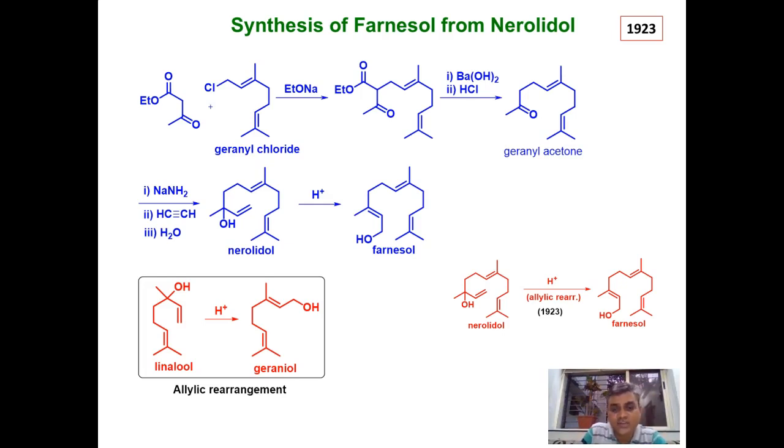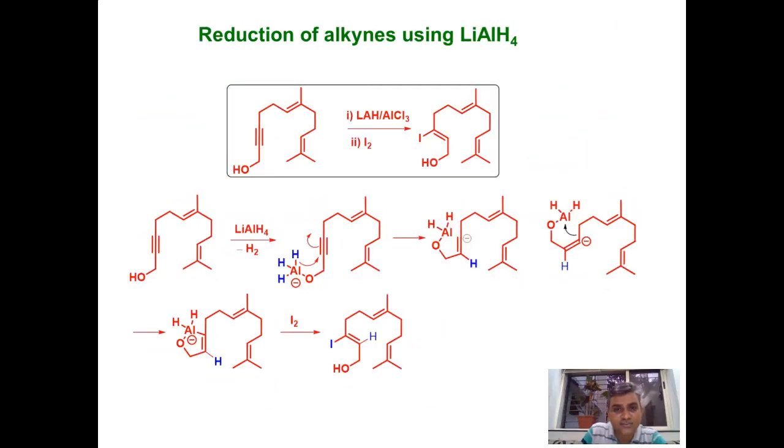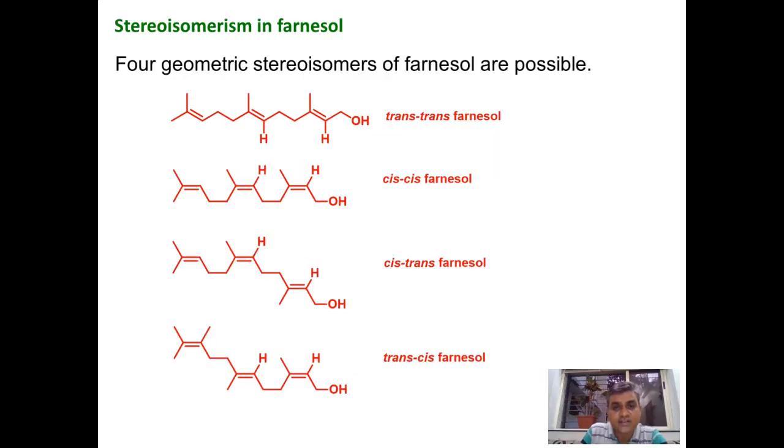Nerolidol undergoes allylic rearrangement to farnesol. It is considered as one of the evidence for the structure of farnesol, and we have seen the reduction of propargyl alcohol by using lithium aluminum hydride. Here a heterocyclic type of compound, an aluminum heterocycle, is obtained, and then it is cleaved with iodine to get the vinyl iodide. And at the end we have seen how farnesol shows stereoisomers. So in this way we have discussed the chemistry of the farnesol molecule.